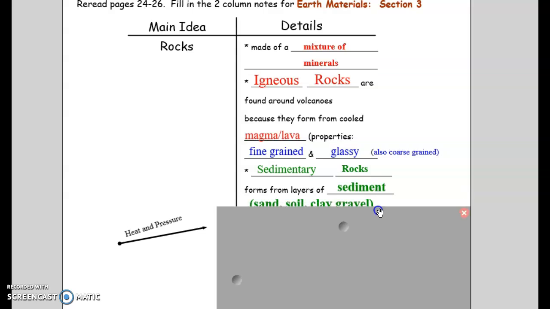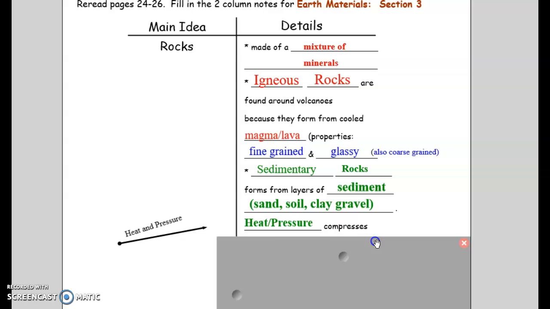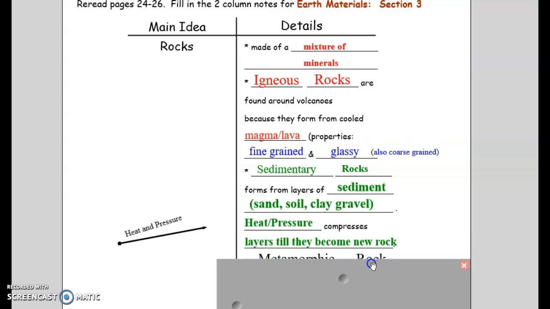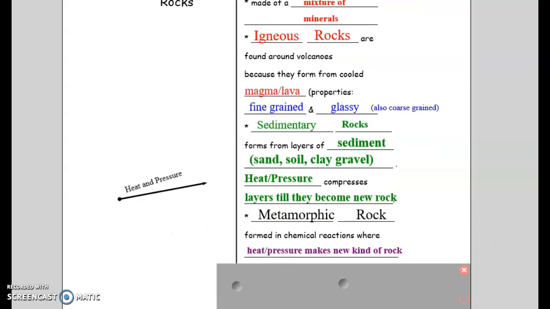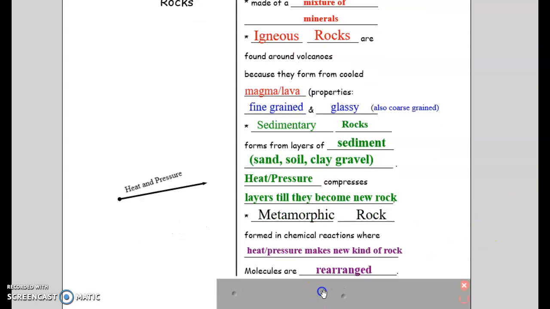Sedimentary rocks are formed from layers of sediment, sand, soil, clay, gravel, and under heat and pressure they compress into layers until they become a new rock, like sandstone, if we got a chance to see that in class. Metamorphic rock, the third category, is formed in a chemical reaction where heat and pressure actually make a new kind of rock that has molecules that are rearranged to form a whole new rock with all different properties. So this was a review for 24 to 26.